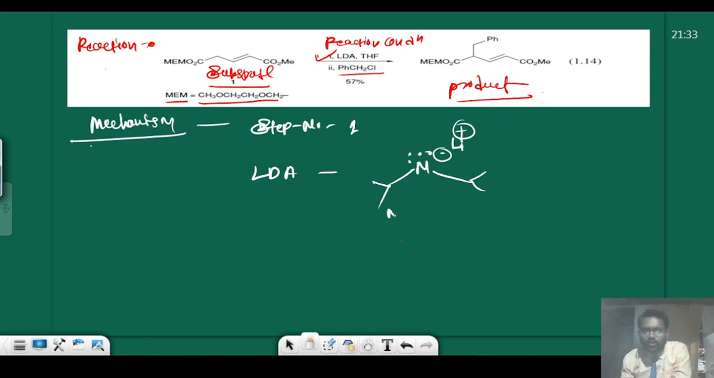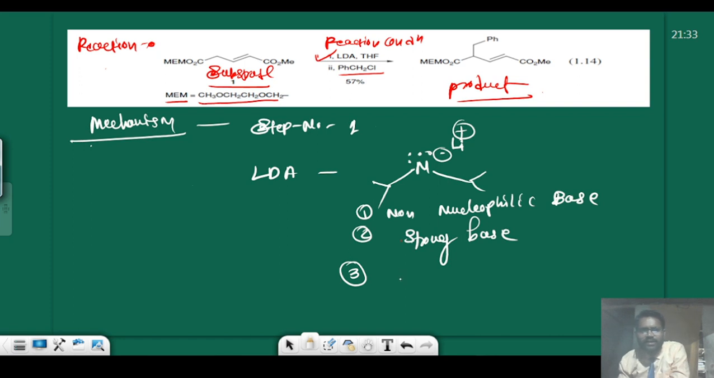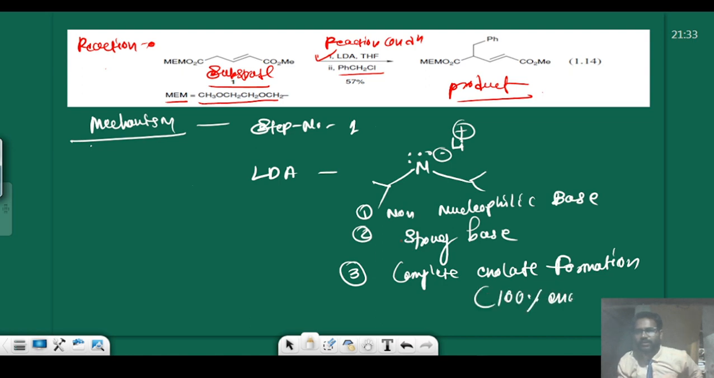So this LDA is a non-nucleophilic base, and a very strong base. Third, complete enolate formation will take place. There are two types of enolate systems: one is a partial enolate and another is a complete enolate. It will form the complete enolate, that is 100% enolate formation. And it is a bulky base, so it will abstract a proton from the less hindered region.